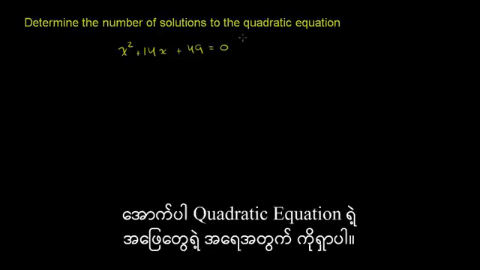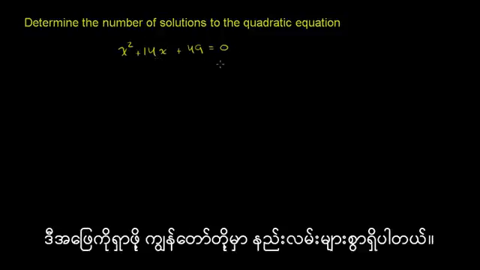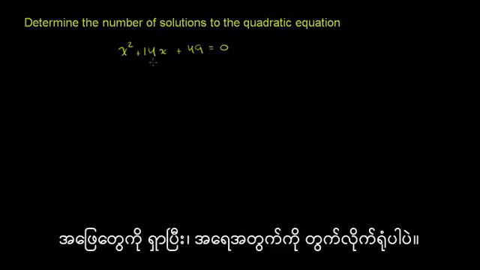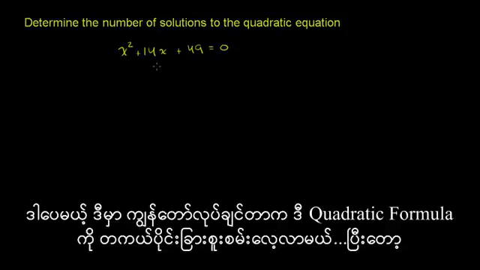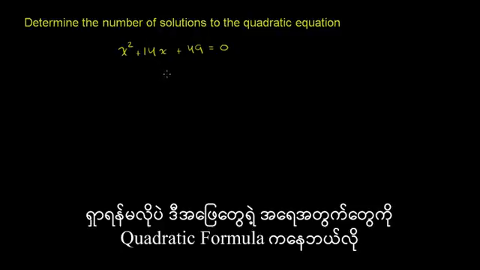Determine the number of solutions to the quadratic equation x squared plus 14x plus 49 is equal to 0. And there's a bunch of ways we could do it. We could factor it and just figure out the values of x that satisfy it and just count them. That'll be the number of solutions. We could just apply the quadratic formula. But what I want to do here is actually explore the quadratic formula and think about how we can determine the number of solutions without even necessarily finding them explicitly.